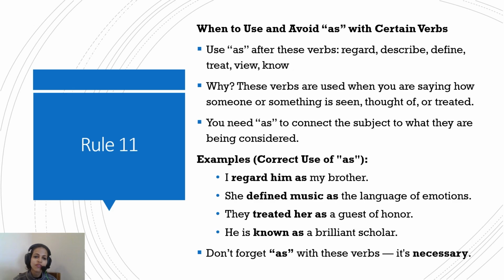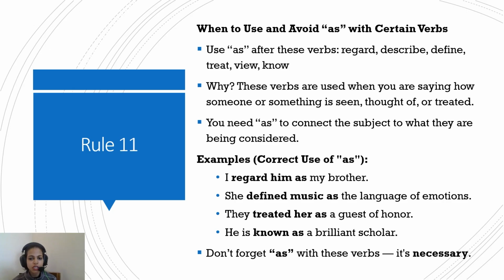And okay, we have one more rule left: when you should avoid the use of the word as, when it is to be used and when it is not to be used. This is the last rule, and again one of the most commonly occurring mistakes. When you're using verbs like regard, define, describe, treat, view, know, the word as is to be used. These are words that say how something or someone is seen, thought of, or treated. So you need as to connect the subject to what they are being considered. For example, I regard him as my brother, or she defined music as the language of emotions. They treated her as the guest of honor. He is known as a brilliant scholar.